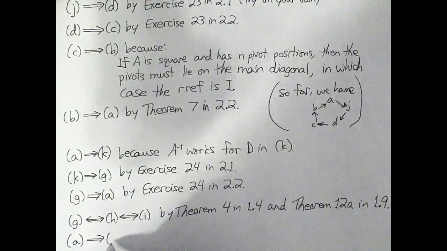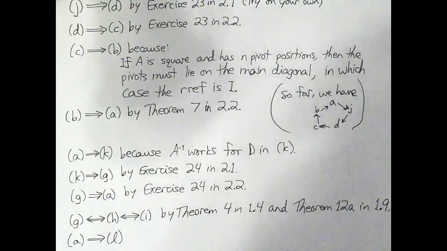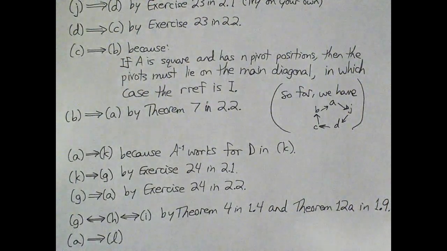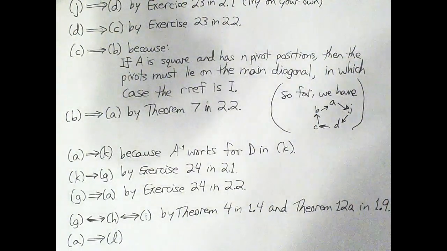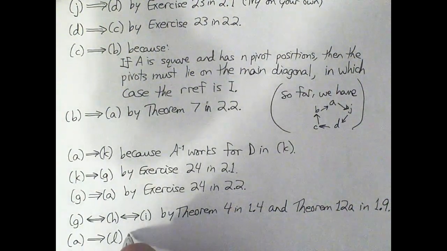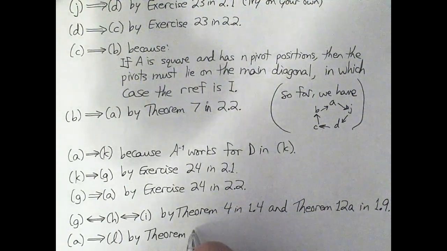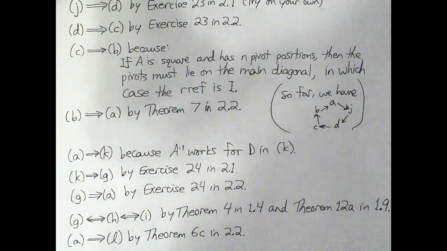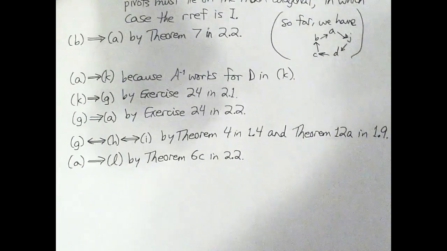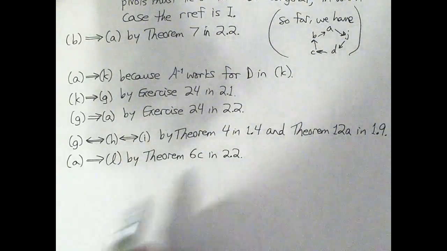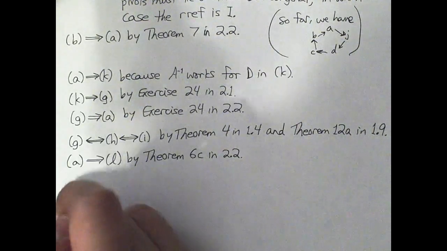A implies L is something that I think I said in the previous lesson, section 2.2. And it was a part of a theorem, in fact. I don't think we proved it, but this is one where you could see the proof in the textbook. It's by theorem 6c in 2.2. So we did say it in that lesson. Proof is in the book for that part.